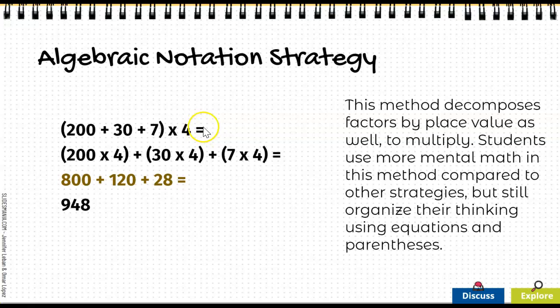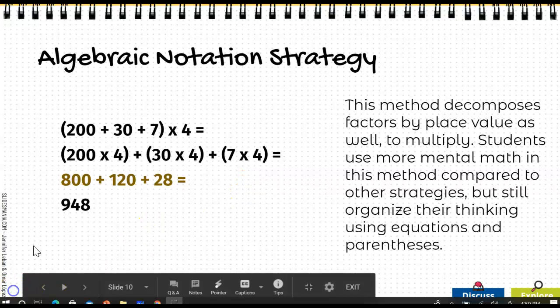237 times 4. And here you've got the equal sign. And over here you're specifying, well, what are you multiplying each place value by? Okay, so the 200 times the 4, 30 times 4, 7 times 4. Partial products, your answer. And that's the algebraic notation.